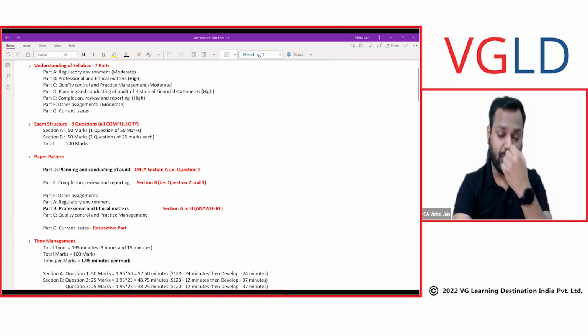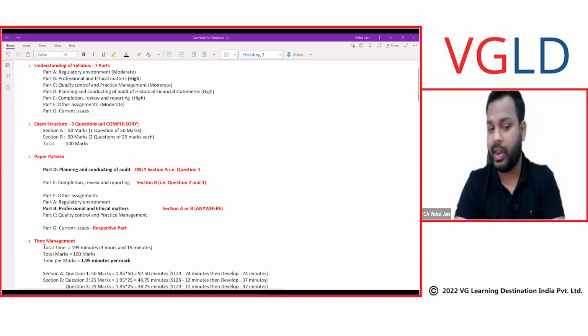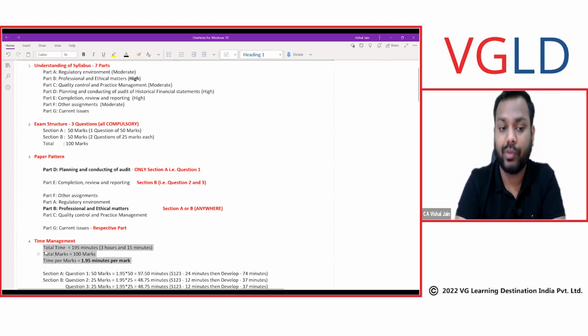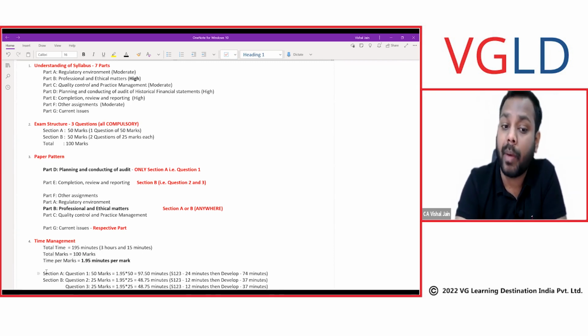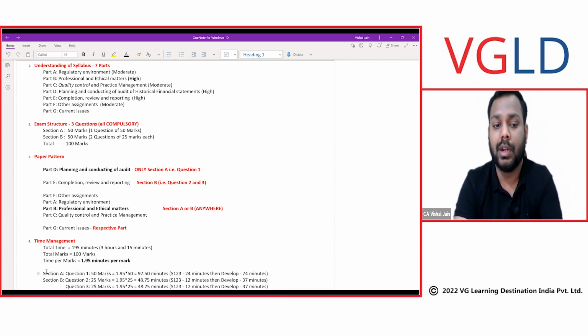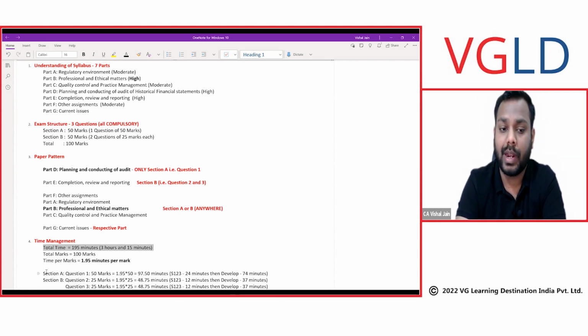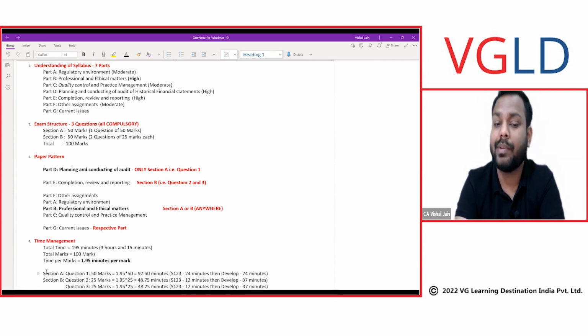So if you really want to understand and not face this issue in the exam, the first thing you have to follow is this rule of 1.95 minutes per mark. What does it mean? The total time given to you in the exam is 3 hours 15 minutes. That comes to around 195 minutes. And the total marks you have to write in the exam is 100 marks. So the time per mark comes to 1.95 minutes per mark.